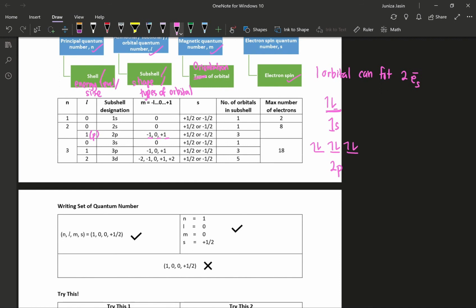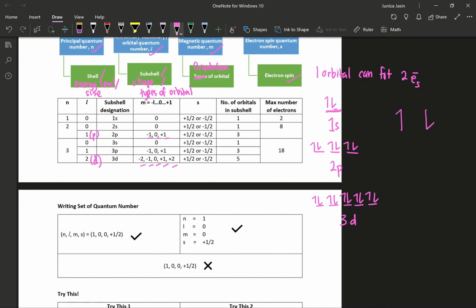Okay, so dalam D pula, kalau D ini L equal to 2. So there are 1, 2, 3, 4, 5 orbital dalam D. So D, satu orbital boleh isi 2. So maksudnya dalam D orbital maksimum 10 elektron. Okay, elektron saya kalau kamu tengok ada satu spin atas, satu spin bawah. Ini menunjukkan spin dia lah, sama ada plus half or negative half tu.